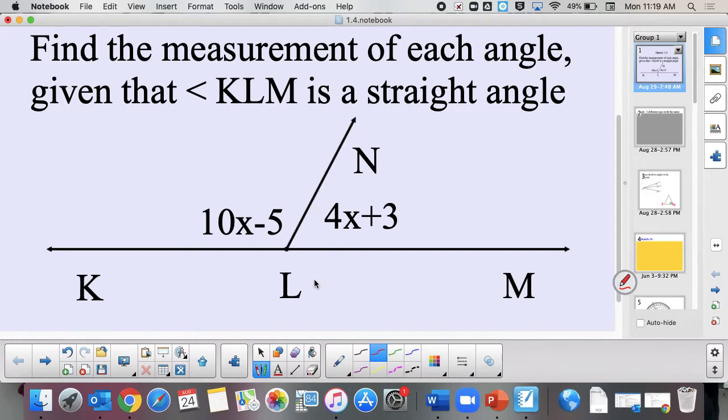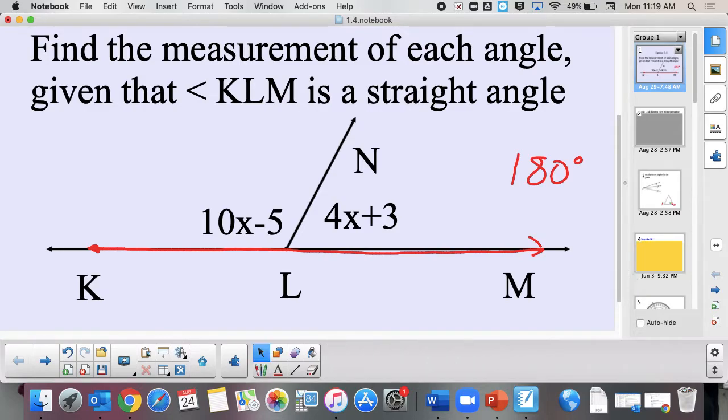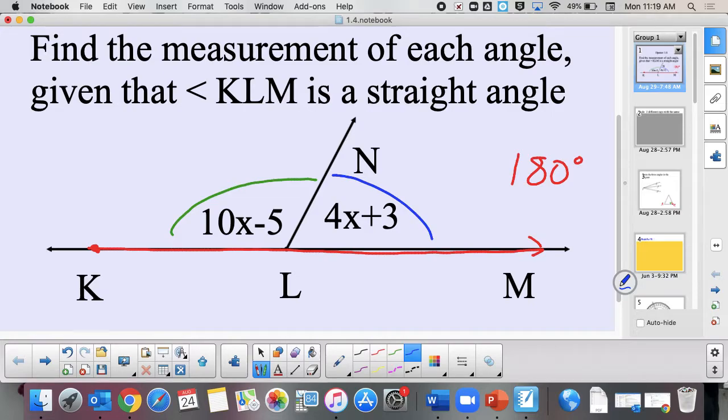It says in the opener that they want us to find the measurement of each angle, given that angle KLM is a straight angle. A straight angle means that that angle is a straight line. Any straight line will have a measurement of 180 degrees. So essentially we are taking this angle over here on the left, and we are going to combine it with this angle here on the right to make that 180 degree angle.